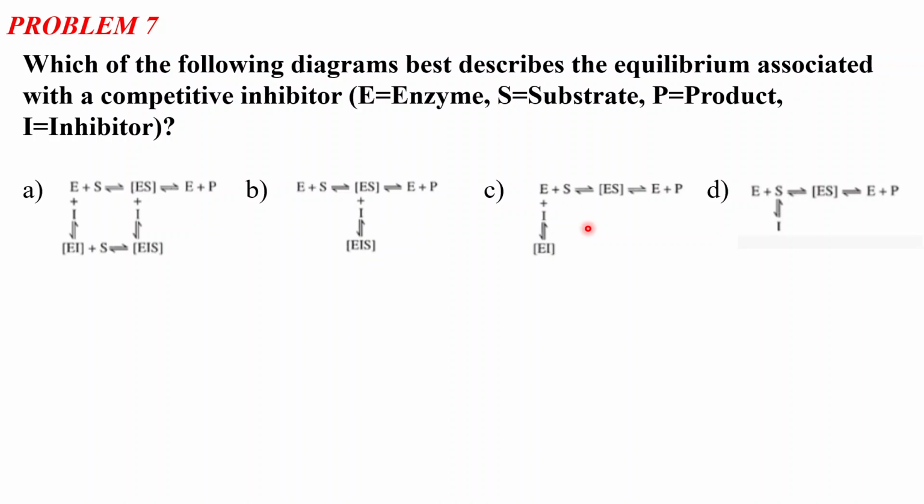Which of the following diagrams best describes the equilibrium associated with a competitive inhibitor? E denotes enzyme, S denotes substrate, P denotes product, I denotes inhibitor. A, B, C, or D, each denotes a particular equilibrium. So you have to find out which of the following is the correct answer for a competitive inhibitor.